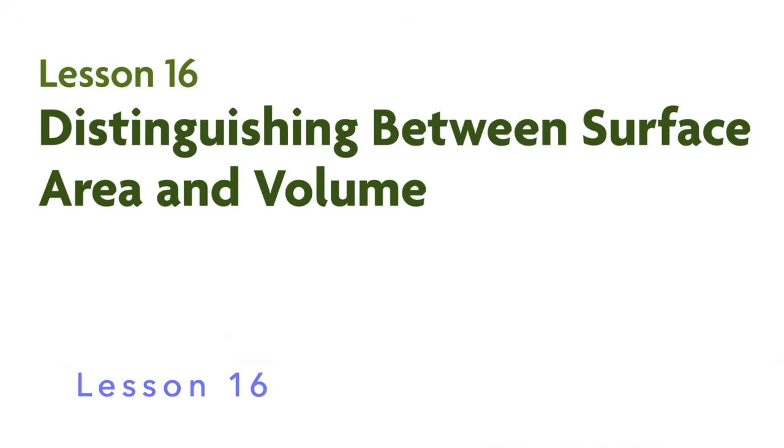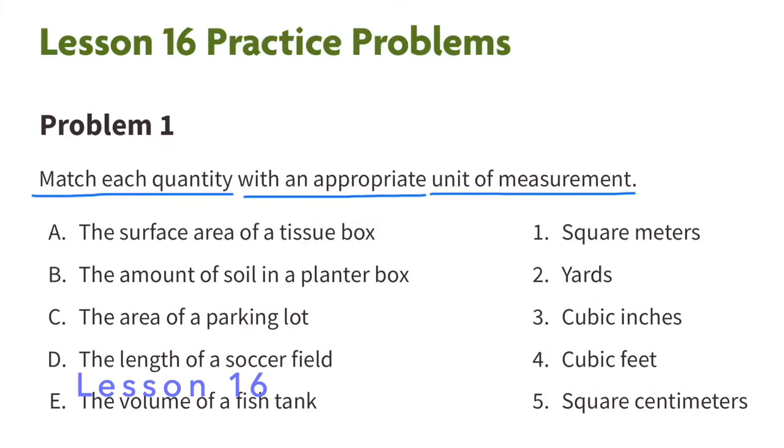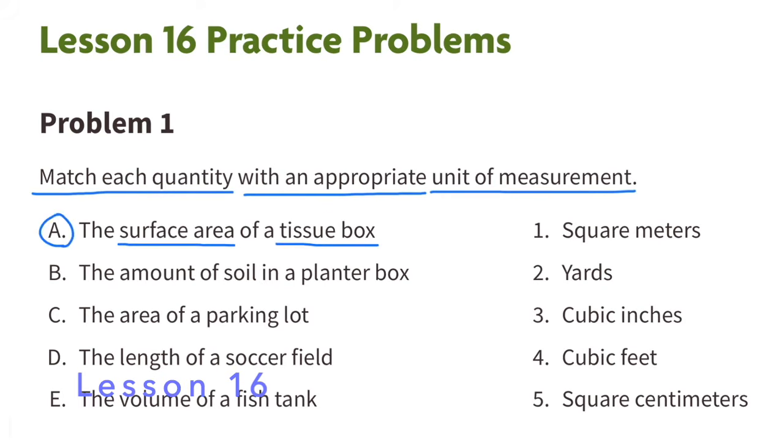Sixth grade, Unit 1, Lesson 16, Distinguishing between surface area and volume. Number 1. Match each quantity with an appropriate unit of measurement. A. The surface area of a tissue box.